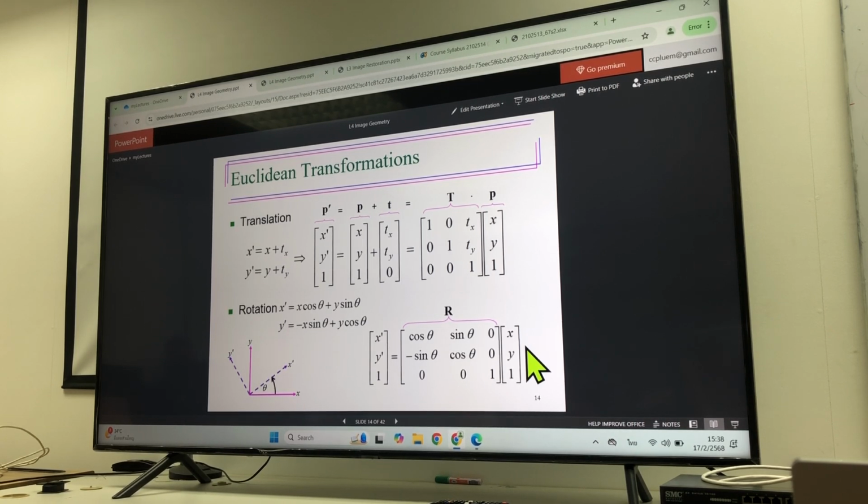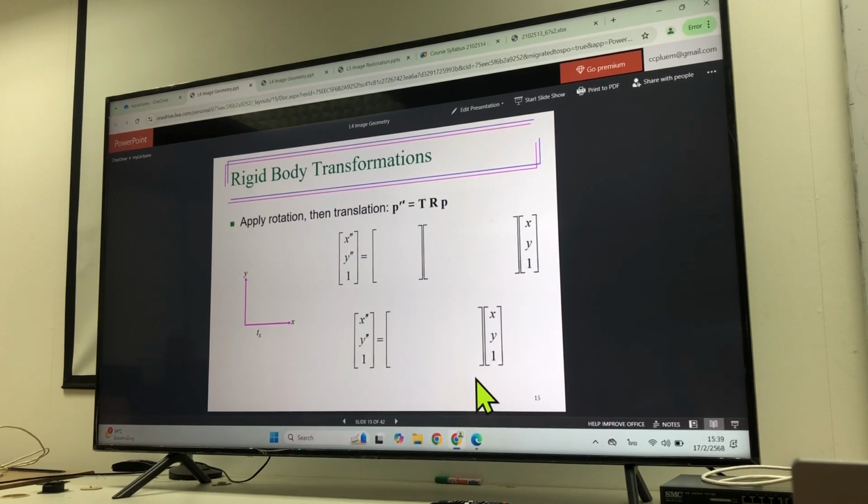Okay. So we call this the translation matrix. This is the rotation matrix. What happens if you do rotation first and then translation? If you do rotation first, you multiply the vector x y 1 by the rotation matrix and then multiply by the translation matrix. So you rotate first and then translate.